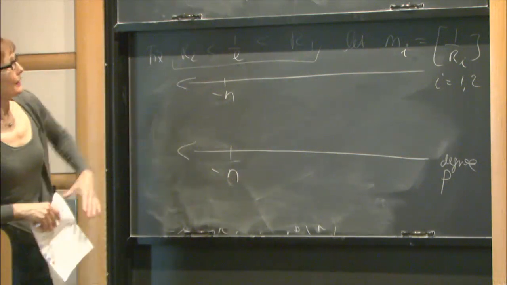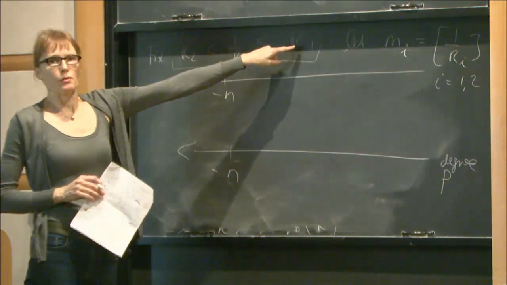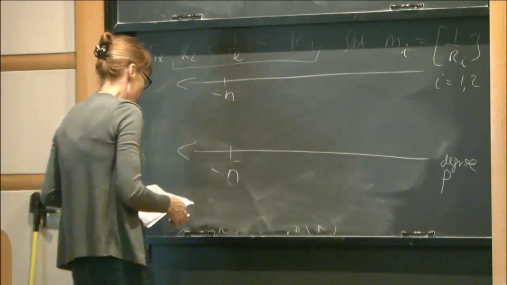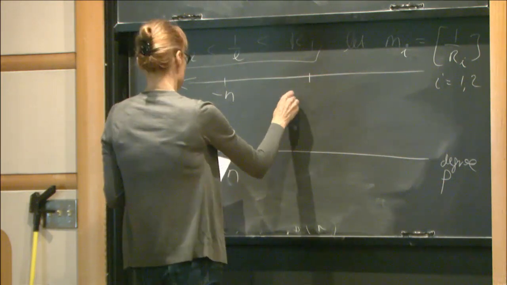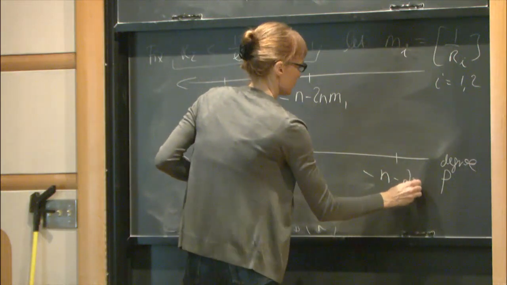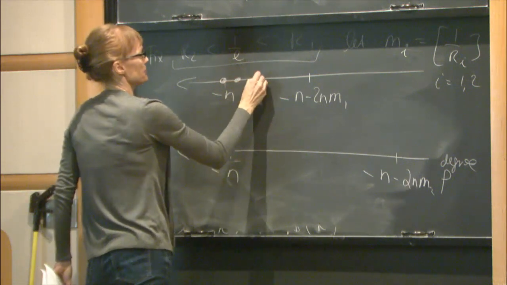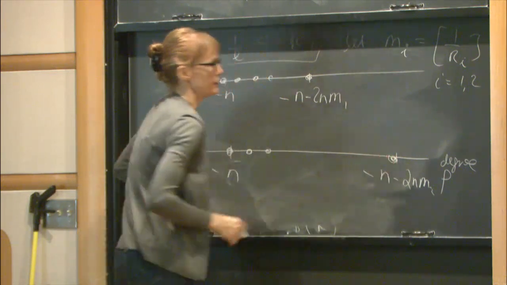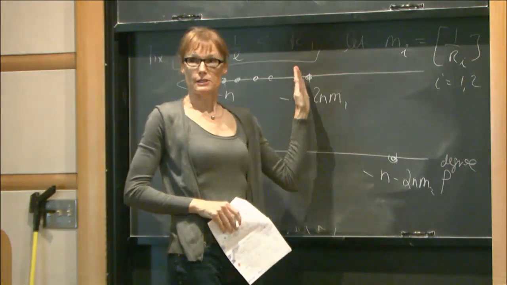So let's look at degree minus n, and then because R1 is larger, 1 over R1, in other words, this M1 is going to be smaller, so we don't go down as far. So let's say we stop here at minus n minus 2n M1, and maybe over here is minus n minus 2n M2. So we have non-trivial groups in all of these degrees here. And then continuing in this direction as well. And then below that stage, it's 0.